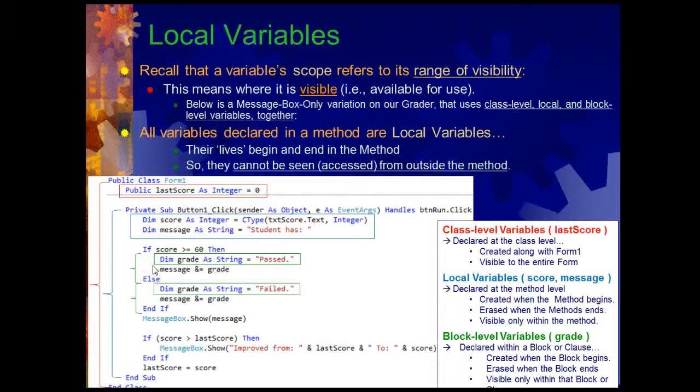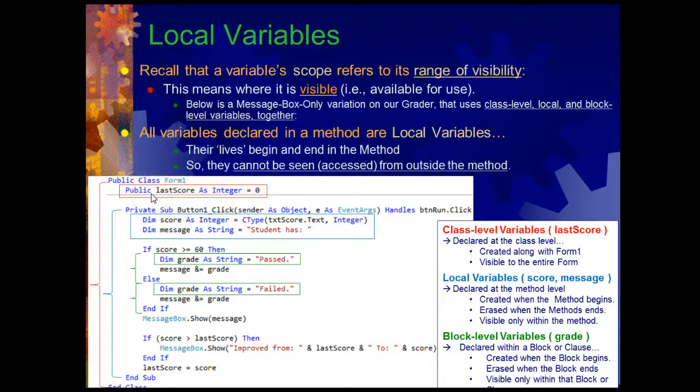Okay, we're talking about local variables. We've talked about this before. Recall that a variable's scope refers to its range of visibility. This means where it's visible, i.e. available for use. We saw all of this before. So we have a class level variable here, which is public. It's class level because it's defined up here. The accessibility is public. Remember, we talked about what the accessibility means.